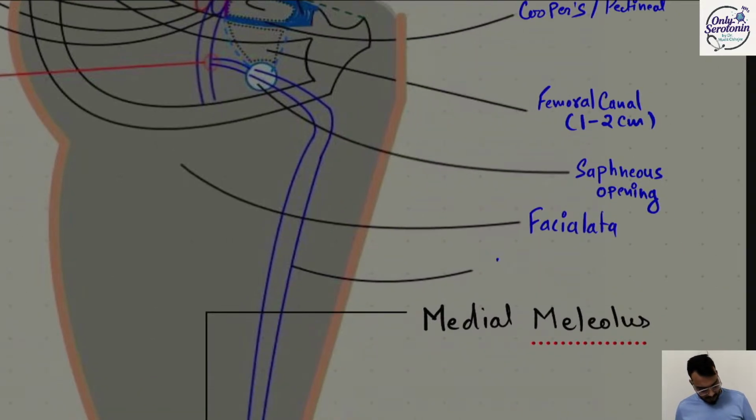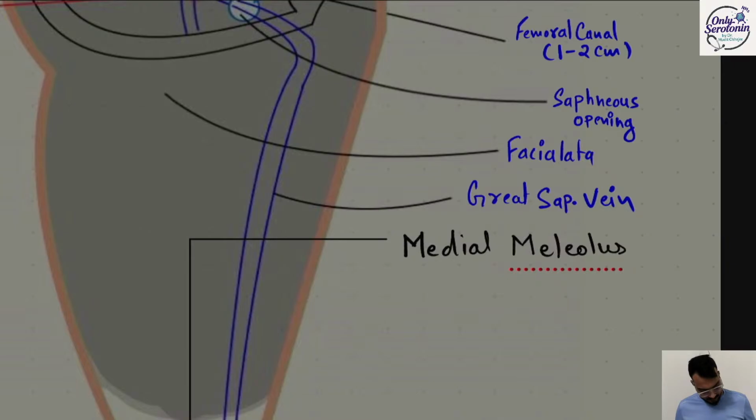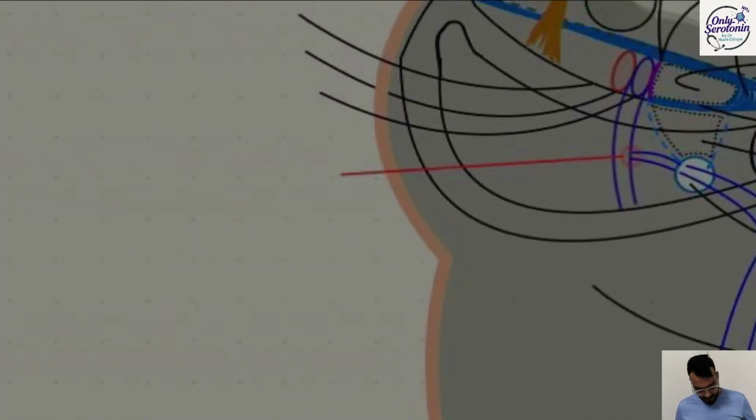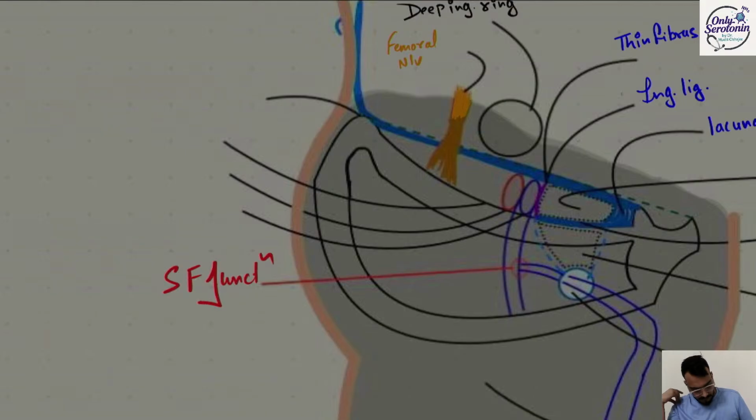And then we are having the longest vein, that is the great saphenous vein. Then we are having the medial malleolus, which I have already labeled. On this side, we are having the red color line, that is the junction of your great saphenous vein and femoral vein. We call it the spheno-femoral junction. What is it, guys? Spheno-femoral junction. Then we are having the femoral vein. Then we are having the femoral artery.